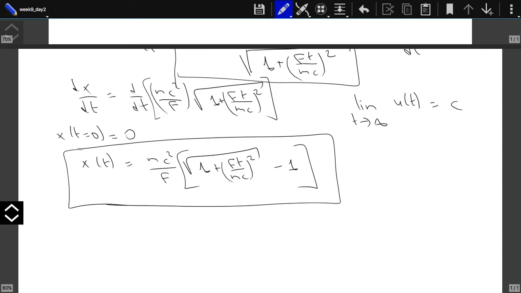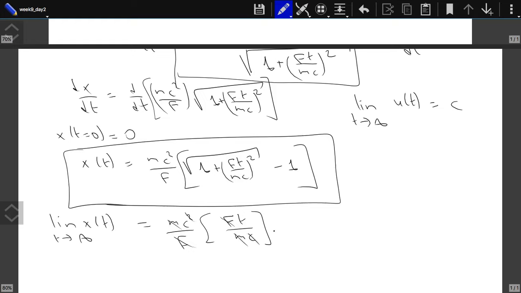Or here, x of t as t goes to infinity, well, let's just work it out. Again, I just ignore that factor 1 compared to this one. This will be huge. So if I ignore the 1, it's just ft over mc. Again, I can just ignore the 1. F's will cancel, m's will cancel, c will cancel. It's just c times t. Yeah, that's what we expect also, since although there is a constant force acting on it, as the object is approaching the speed of light, it just moves with constant velocity.